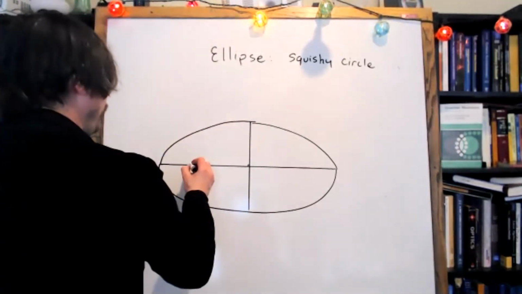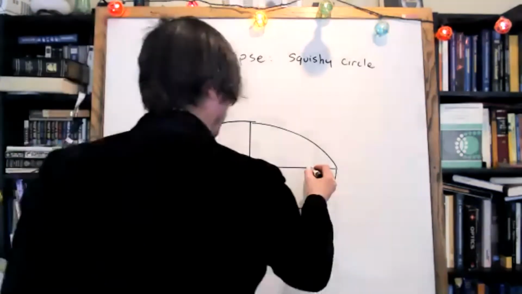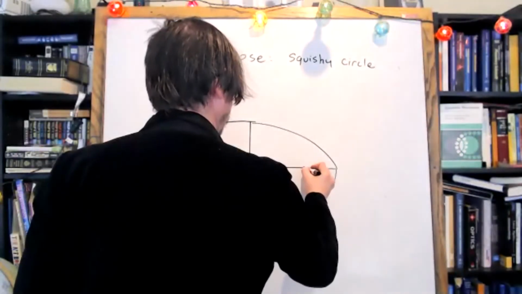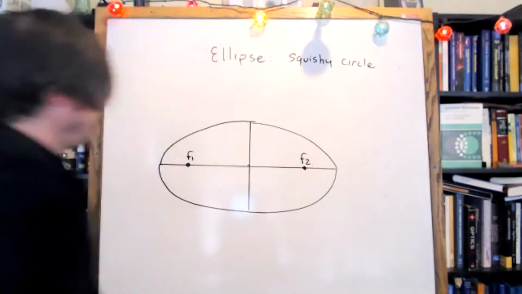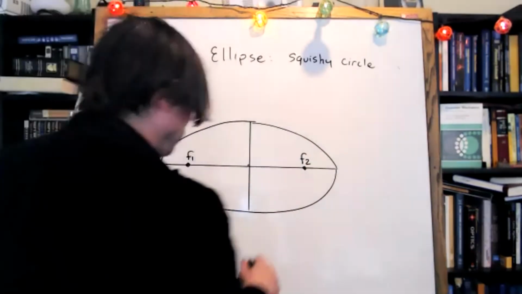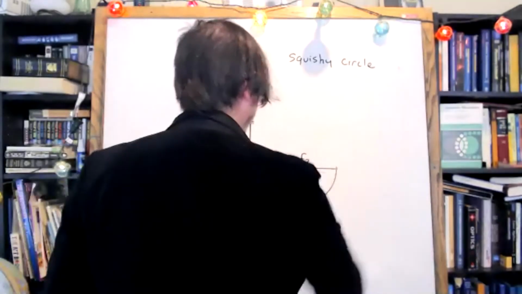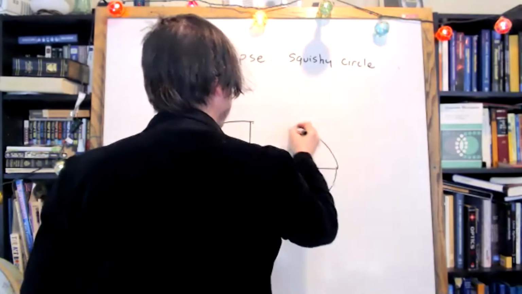Let's mark off 2 focus points that should be equidistant from the center, F1 and F2. These are what are called the focus points of the ellipse. Mine were supposed to be equal from the center, but I'm doing this kind of sloppy right now because I'm rushed for time.